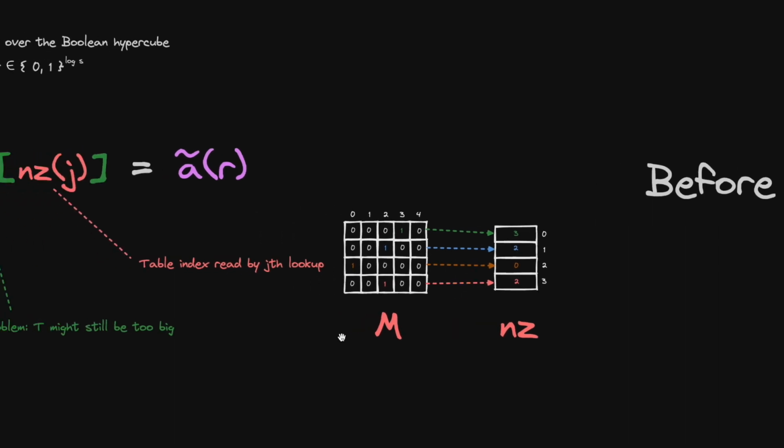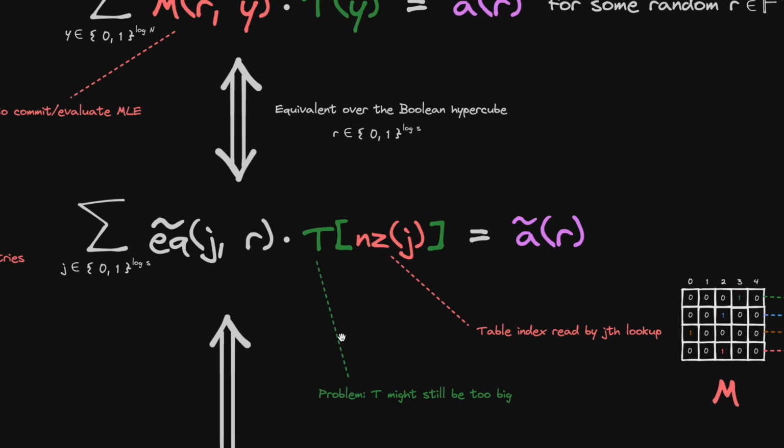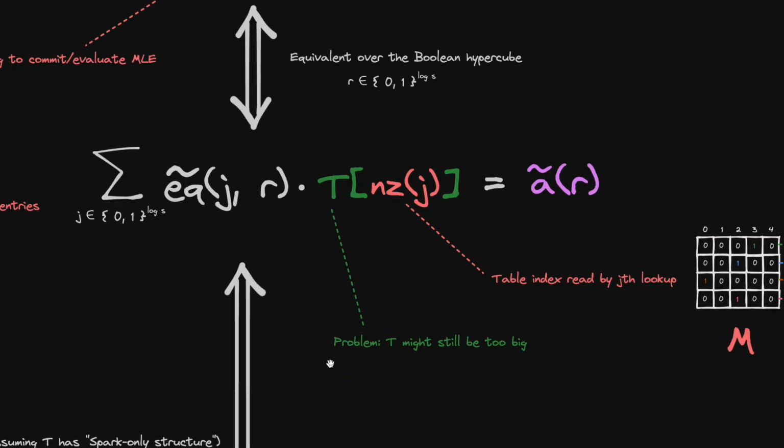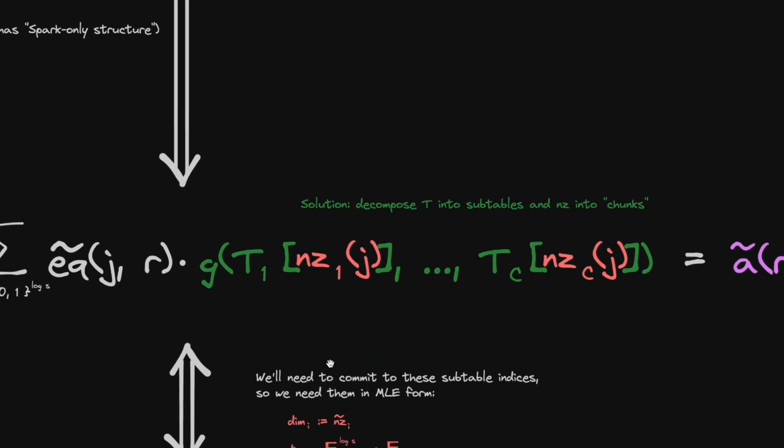So now we still have the problem that T might be really big. But assuming T has what the Lasso paper calls Spark-only structure, which we're not going to formally define here, that basically just means that T can be decomposed into smaller subtables. So with this decomposition, we can rewrite this statement as this. We're replacing the big table T with this function G applied to reads into these subtables T1 through Tc. We're also splitting NZ into quote-unquote chunks of indices, NZ1 through NZc. So what does this decomposition look like in practice?